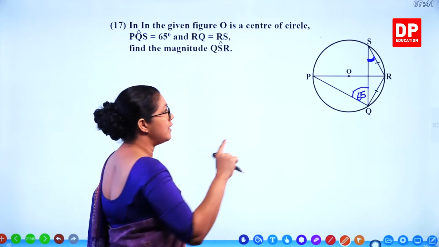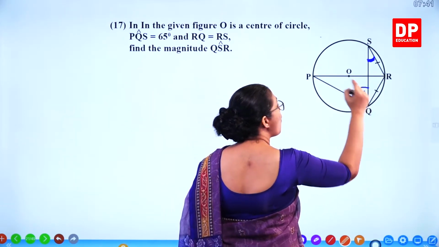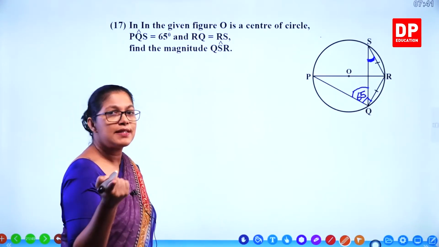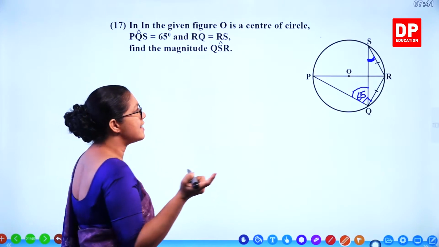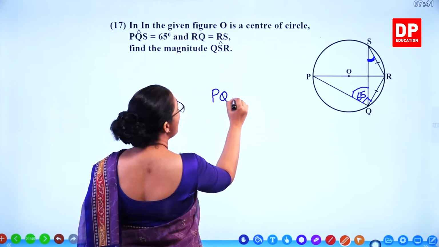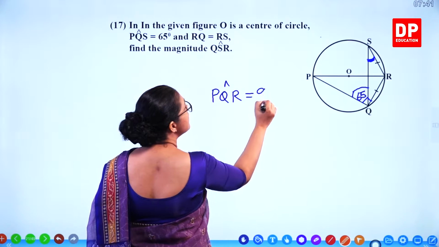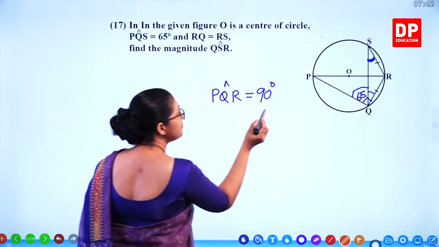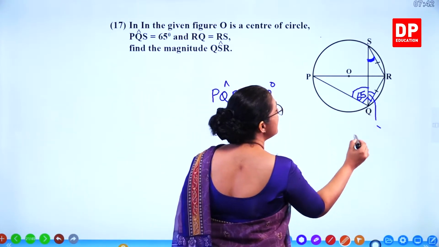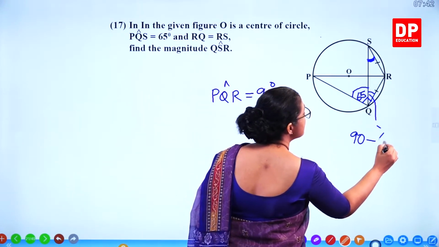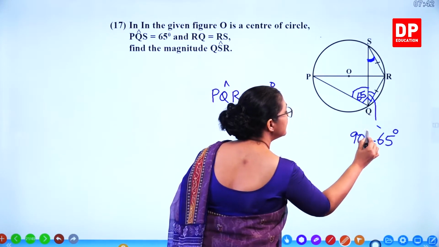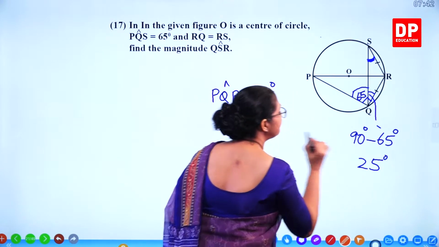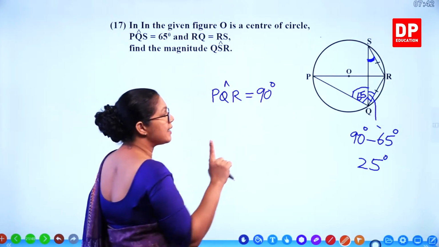Now look carefully. This is the center. So what is this angle? This is a semicircle angle. Semicircle angle is always 90 degrees. So we can write PQR is 90 degrees. We know this is 65. So this angle is 90 minus 65, that's 25. Now look carefully at this triangle.